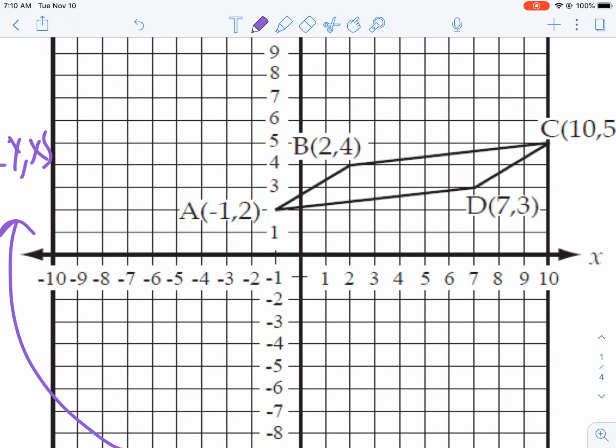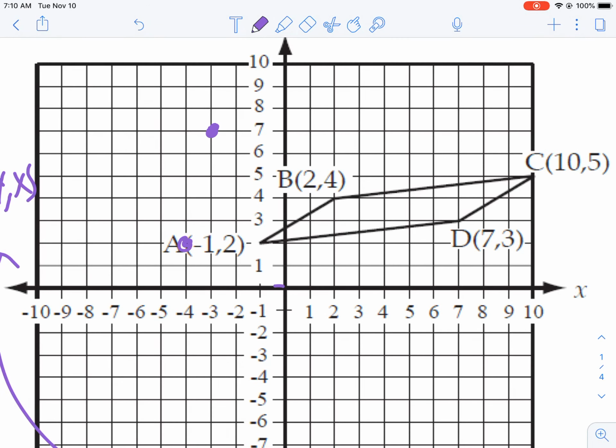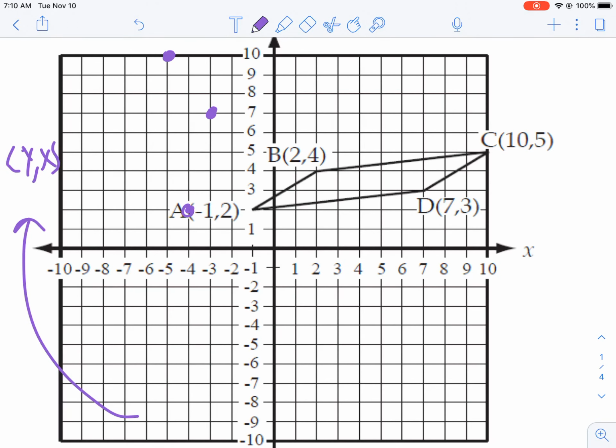So this time we got D, 7, 3. So it's going to change to 3, 7. So we're going to go over 3 and up 7. Then we've got B, 2, 4, so that's going to change to 4, 2. So that's actually right on A right there. We got C, 10, 5, so that's going to move to over 5, up 10. And then again, A is 1 behind, so A is going to be down here. Right now it's 1, 2, so it's going to switch to 2, 1.